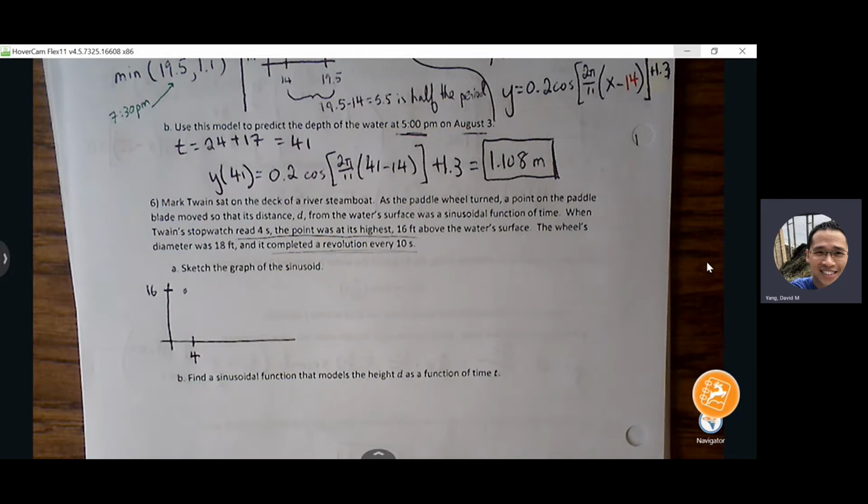And then theta. There's no phase shift. Plus 18. The D value is 18, halfway between. Yep. Okay. Got it. So that is correct.